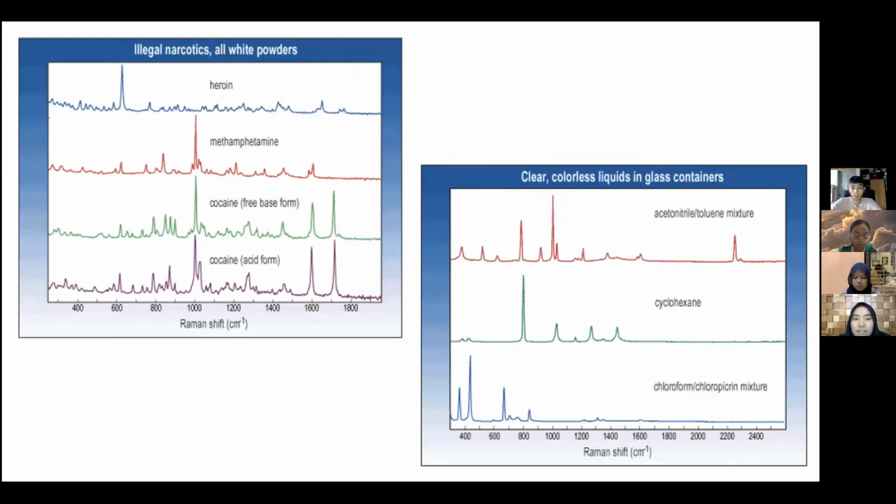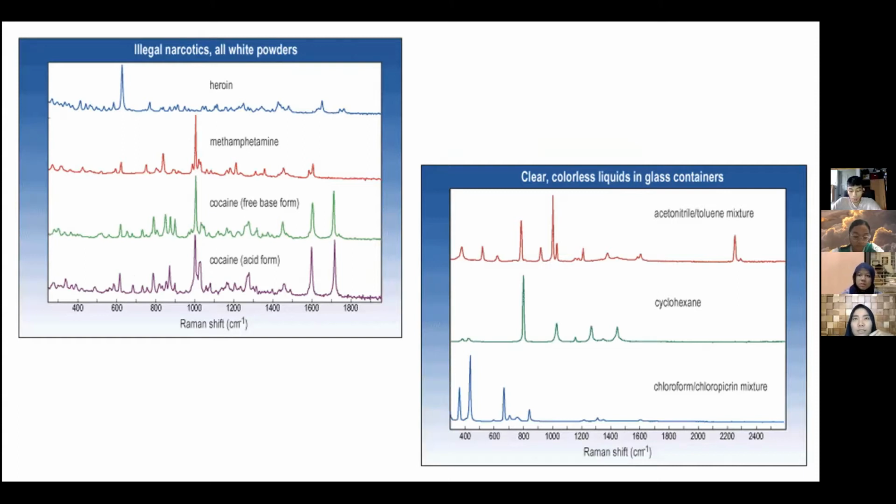So these are the other two Raman spectra, and for example, this colorless, clear liquid in a glass container. Actually, the bands in the spectra are related to molecular structure, and each molecule has a very specific overall pattern that can be matched to spectra of known standards.